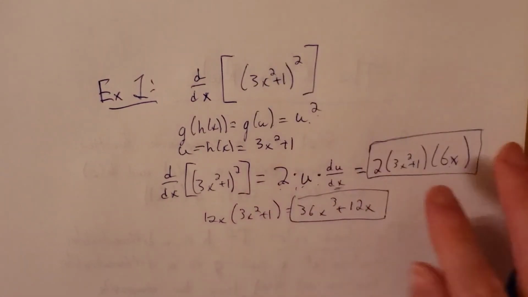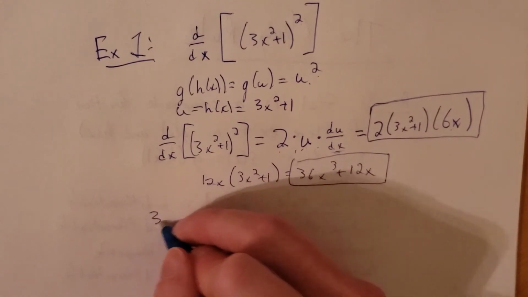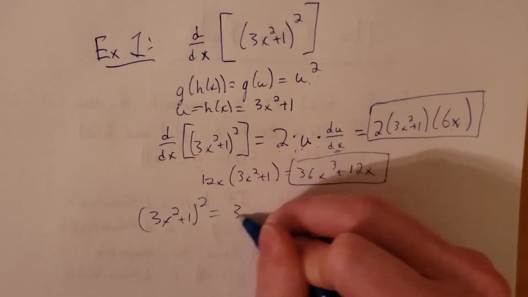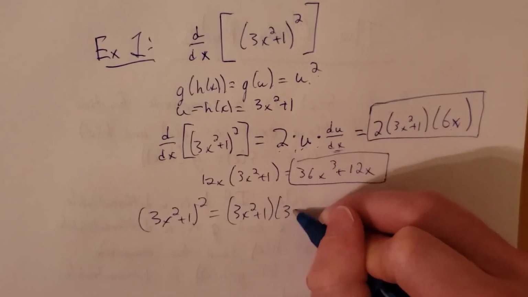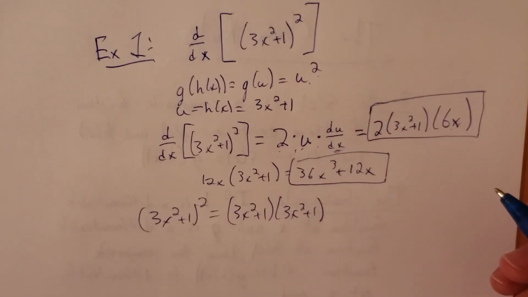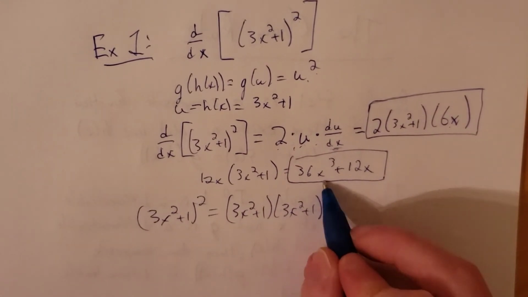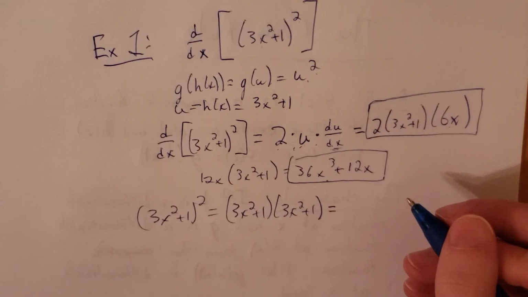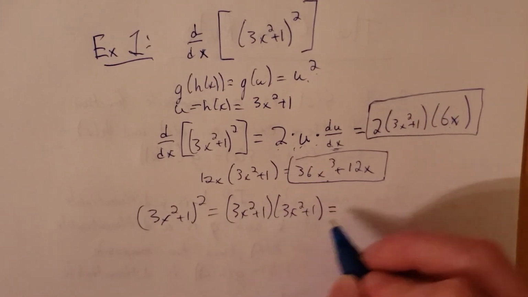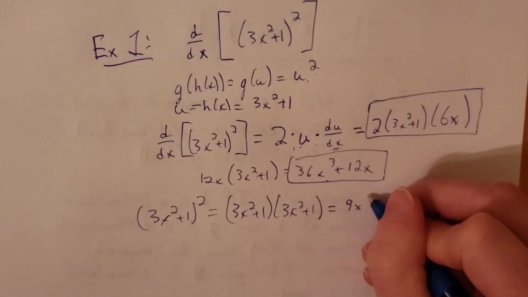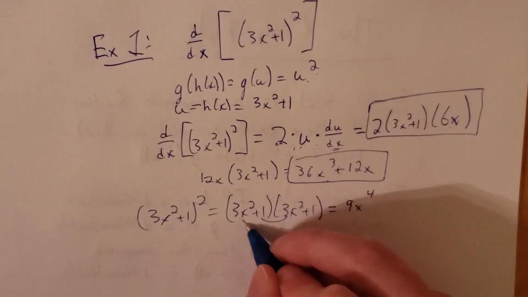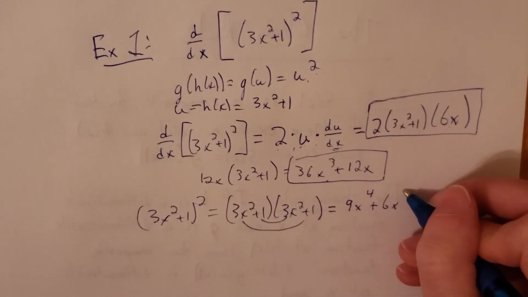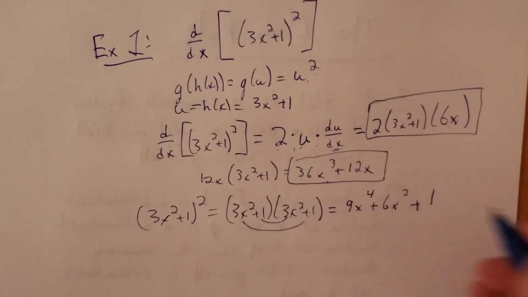Let's first multiply it all out. So notice that 3x squared plus 1 quantity squared is equal to 3x squared plus 1 times 3x squared plus 1. Just to clarify what we're doing here, we're just checking this as our solution to the derivative here. That's all we're doing. So what is this? 3x squared times 3x squared is 9x to the 4th. And then we have 1 times 3x squared times another 1 times 3x squared. So this is plus 6x squared plus 1.